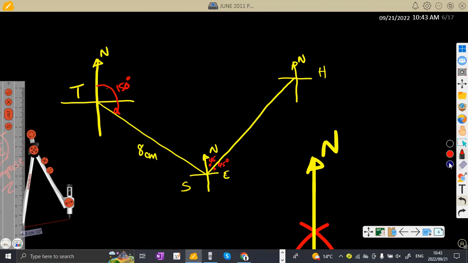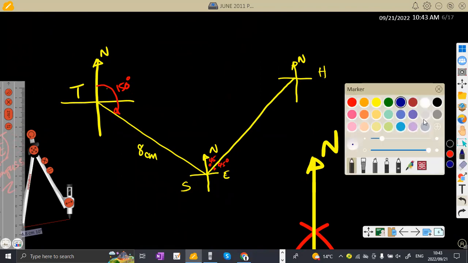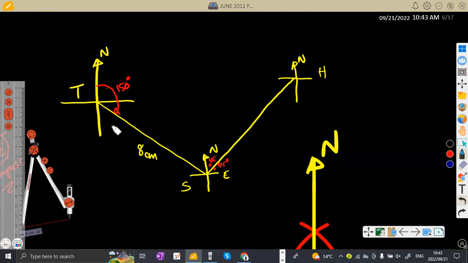Okay, this is what we are going to simply do. Because we know that from a straight line, we are going to have 180 degrees. So it means the remaining angle that we have here is going to be 180 minus 150, which is 30 degrees. Okay, so we are supposed to construct 30 degrees, but I want you to see something here. The whole of this quadrant here is 90 degrees. So this is 30, and this is 60, so that it can give us 90.